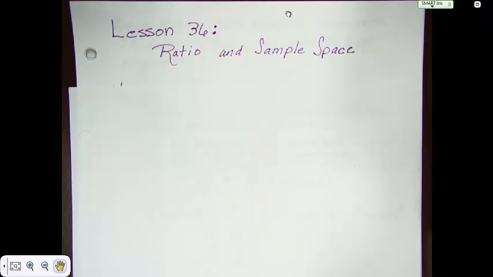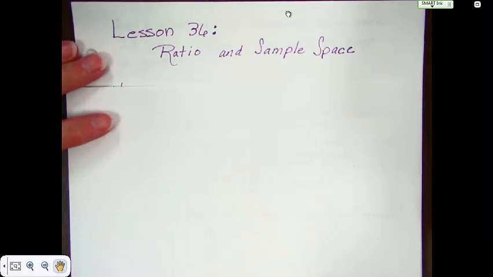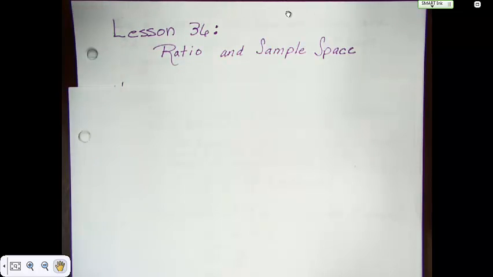We're going to take a little bit of time and talk about Lesson 36 today. This is Saxon, Course 2. Lesson 36 has to do with ratio and sample space.